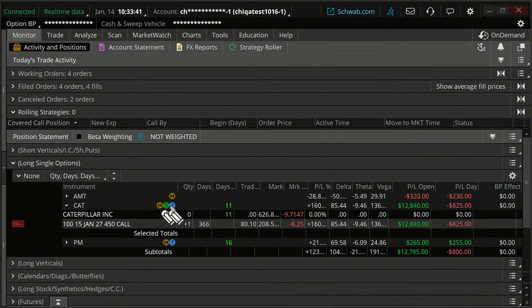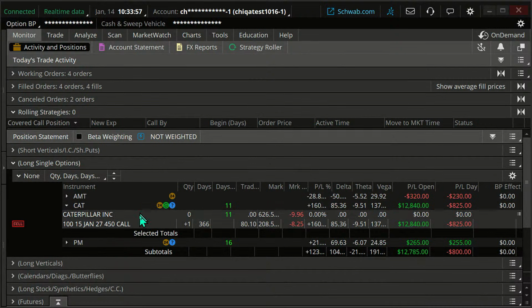The negative side of this is if Caterpillar keeps going up, well, I'm partaking of less of the gains by rolling this down to a 60 delta. Okay, I'm only making $60 per dollar move as it goes up.